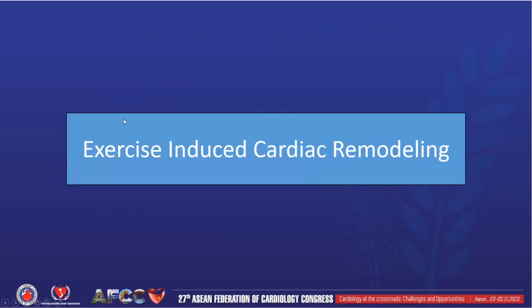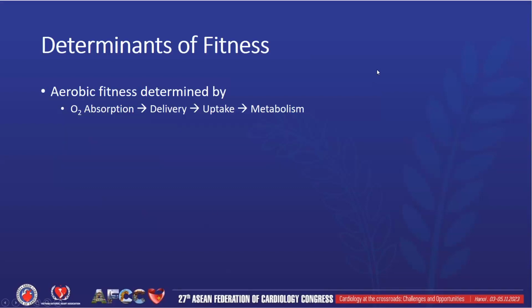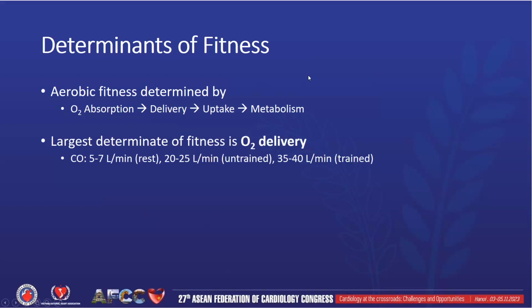So I'm going to talk a little bit about the exercise-induced cardiac remodeling process, because I think a proper understanding of this is really essential to understanding echoes in this population. First off, let's talk a bit about the determinants of fitness. Aerobic fitness is really determined by the oxygen delivery system. And so oxygen gets absorbed by the lungs. It gets delivered by the circulatory system to the periphery, to the skeletal muscles, where it is taken up and then metabolized and turned into energy. The largest determinant of this fitness is oxygen delivery.